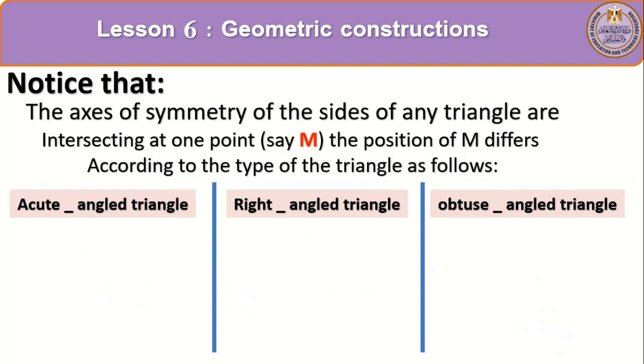If the three angles of the triangle are acute, the type of the triangle is an acute angle triangle. If there is one right angle inside this triangle, we call it a right angle triangle. If there is one obtuse angle inside this triangle, we call it an obtuse angle triangle. Now we have reviewed the three types of triangle according to the measure of their angles.